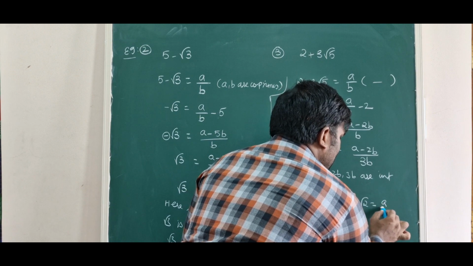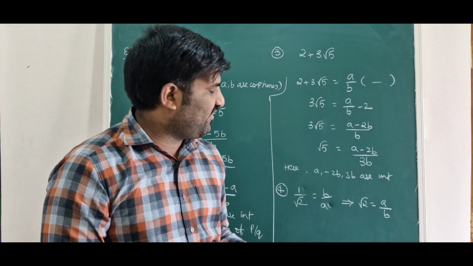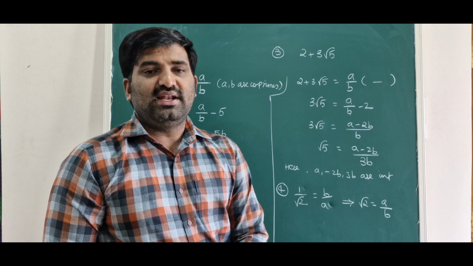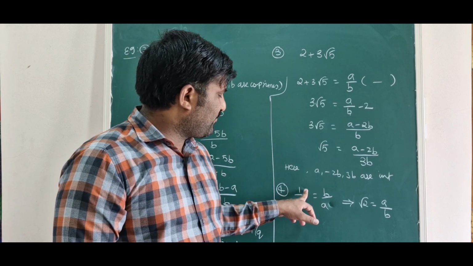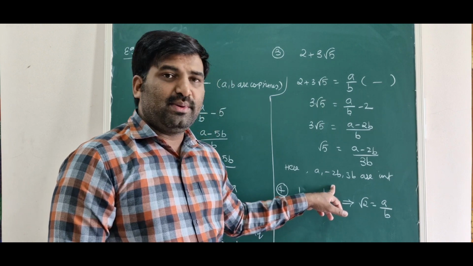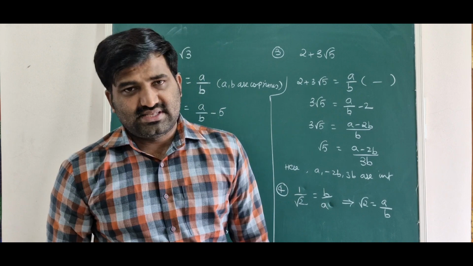Root 2 is equal to a by b. How did you prove the question that root 2 is an irrational number? In the same way, you can prove 1 by root 2 is also an irrational number by taking, instead of root 2 equal to a by b, here 1 by root 2 equal to b by a. From that we will get root 2 is equal to a by b. You can follow the same procedure.